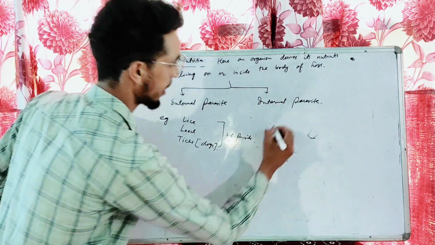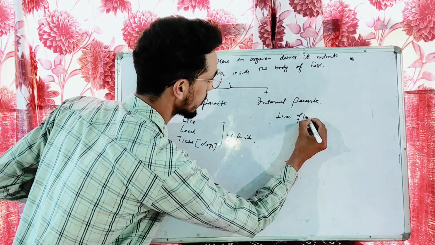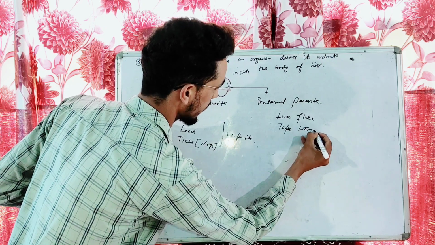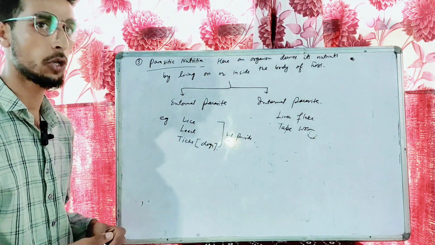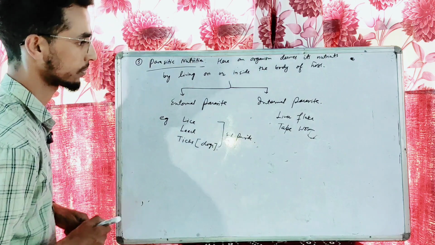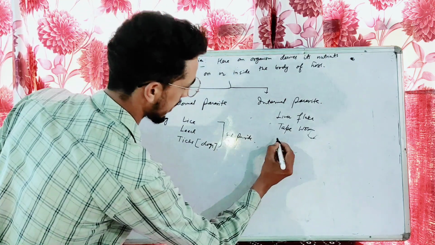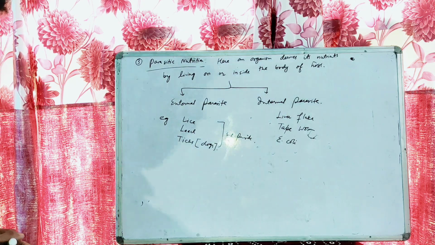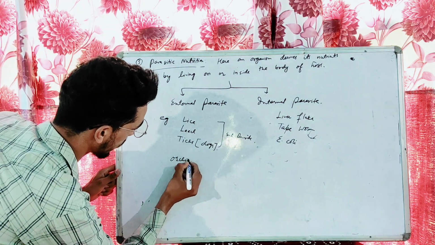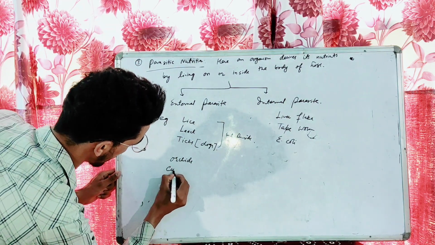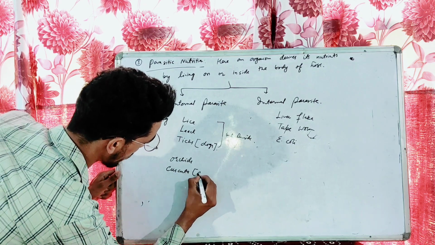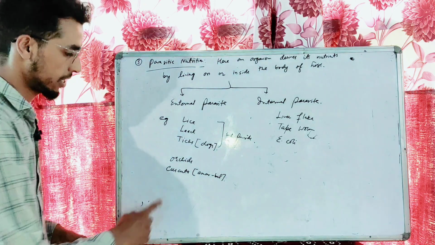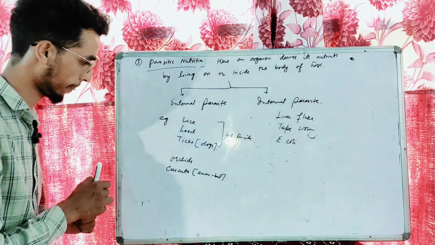And among internal parasites, we have liver fluke, tapeworm, and Ascaris lumbricoides, which is present inside humans. These are the examples of internal parasites. We have other parasites also, like orchids, and another is Cuscuta. In Hindi, it's called Amar bell. You can check page number 189, the last line of that page in your book.